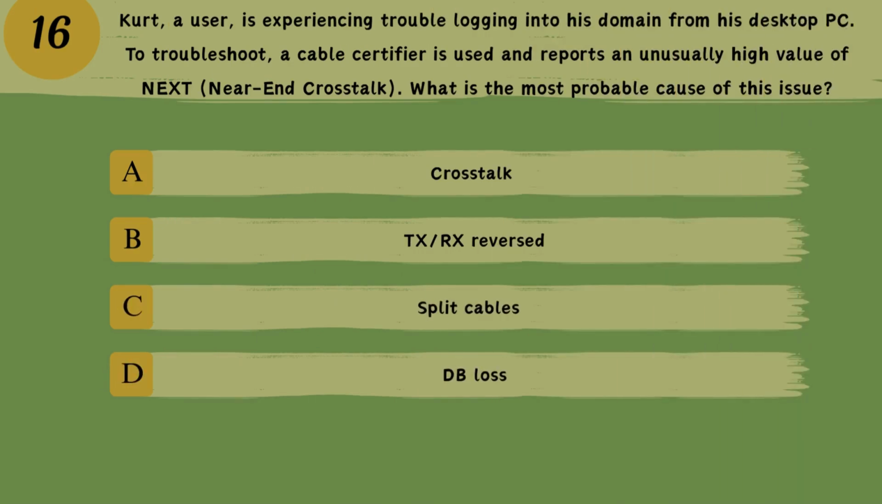Question 16. Kurt, a user, is experiencing trouble logging into his domain from his desktop PC. To troubleshoot, a cable certifier is used and reports an unusually high value of NEXT, near-end crosstalk. What is the most probable cause of this issue? A. Crosstalk. B. TX/RX reversed. C. Split cables. D. dB loss. Correct answer: A. Crosstalk.